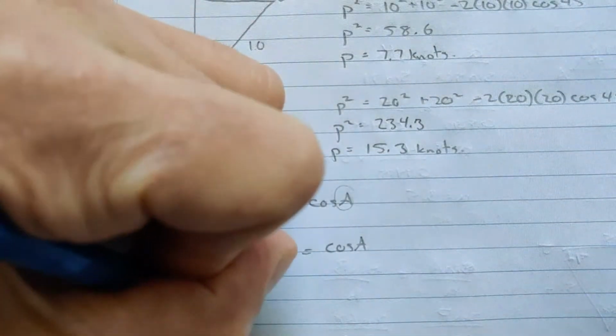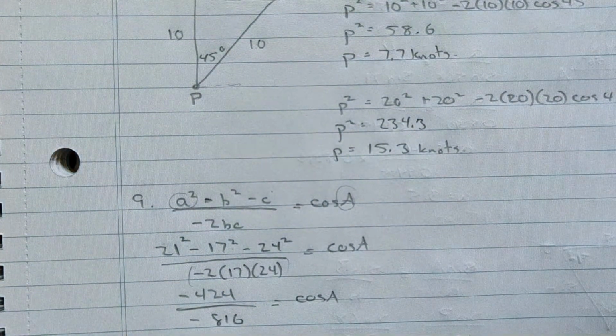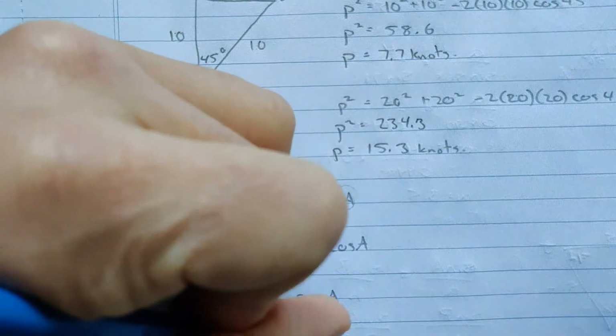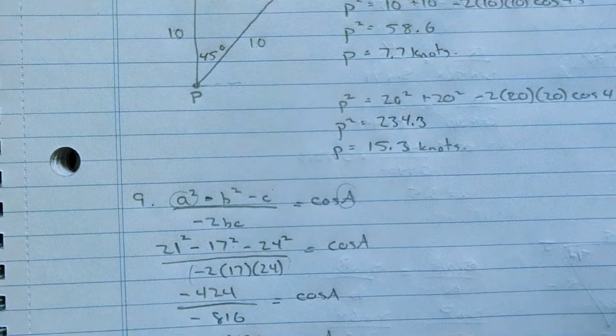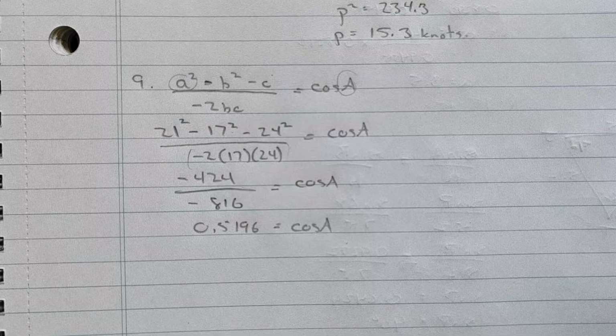And so we got negative 816 here on the bottom, once I work that out. So just divide those two numbers, negative 424 divided by negative 816. It's going to give us 0.5196, rounding to 4 decimal places. And then I can press my second cos or look that up in the table of values. And as I look that up in the table of values, what I'm finding is I get about 59 degrees.